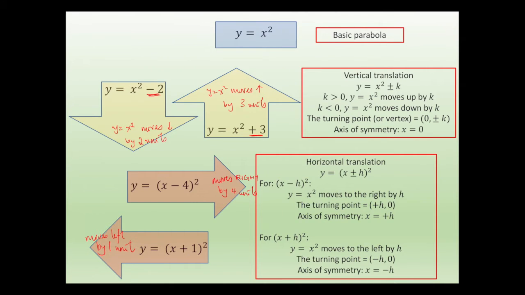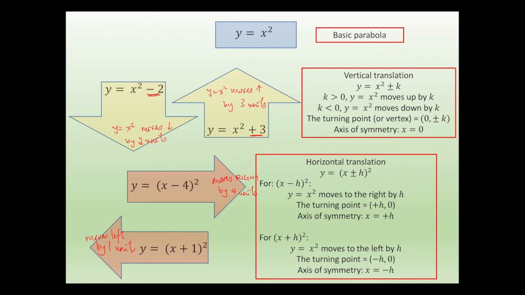So as a summary, the horizontal translation of y equals (x plus or minus h) all squared. For (x minus h) all squared, y equals x squared moves to the right by h. The turning point is (plus h, 0), and the axis of symmetry is x equals plus h. Now, for (x plus h) all squared, the basic parabola moves to the left by h. The turning point is now (minus h, 0), and the axis of symmetry is x equals minus h.